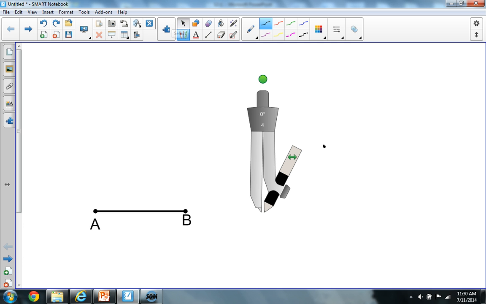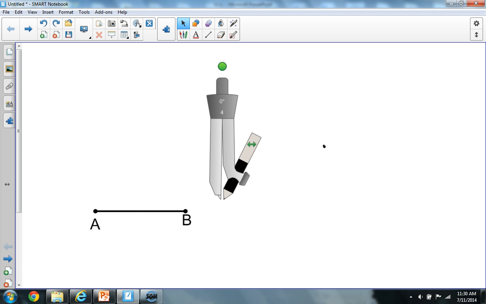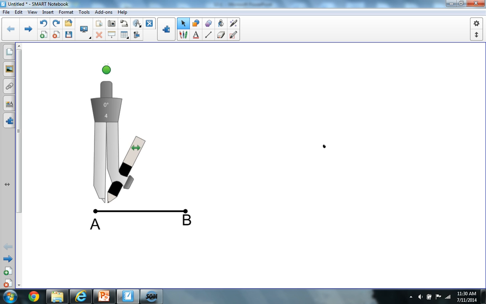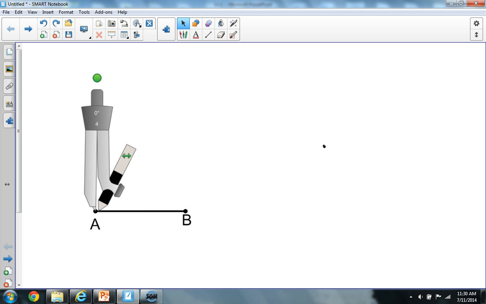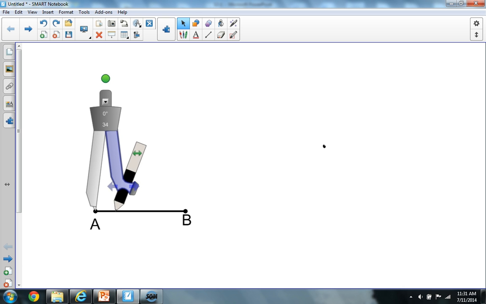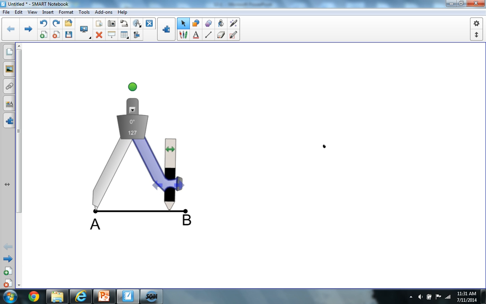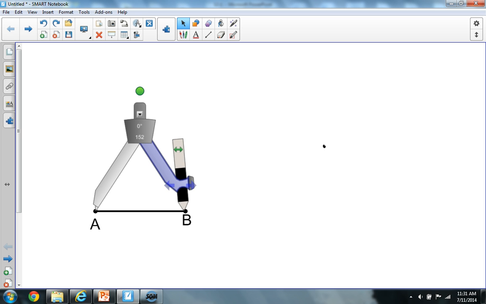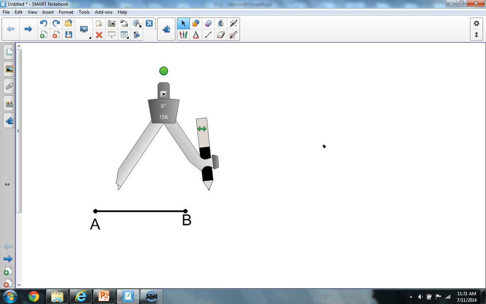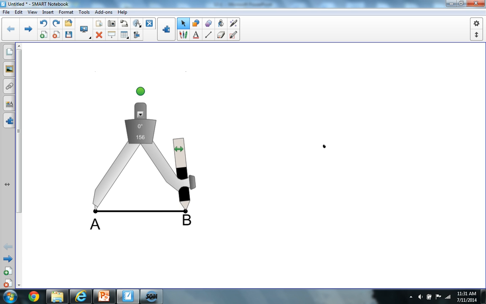And the next thing we need to do is measure the distance from point A to point B. Now, measuring does not mean you're going to use a ruler. Measuring means you're going to take your compass, put one end of the compass on one end point of the line segment, and then stretch the compass out until the other end of the compass is on the other end point. So now we can say that this compass is measuring the length of line segment AB.